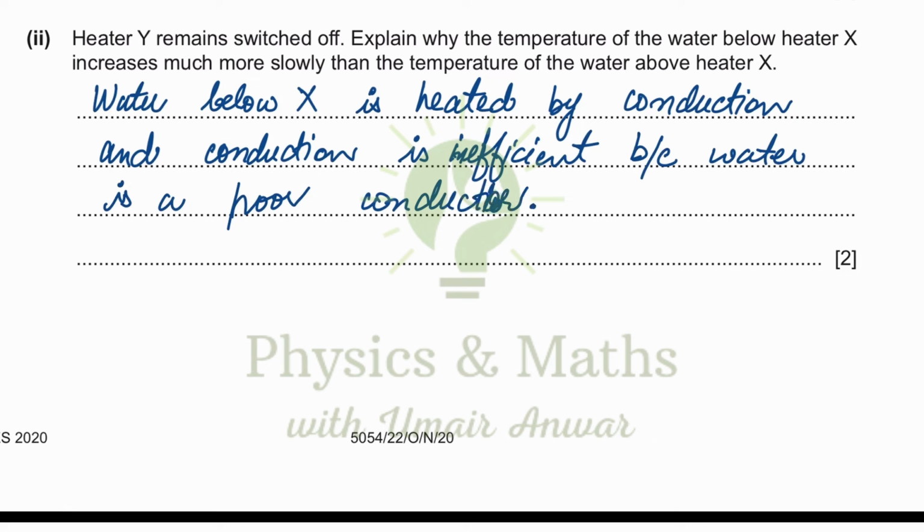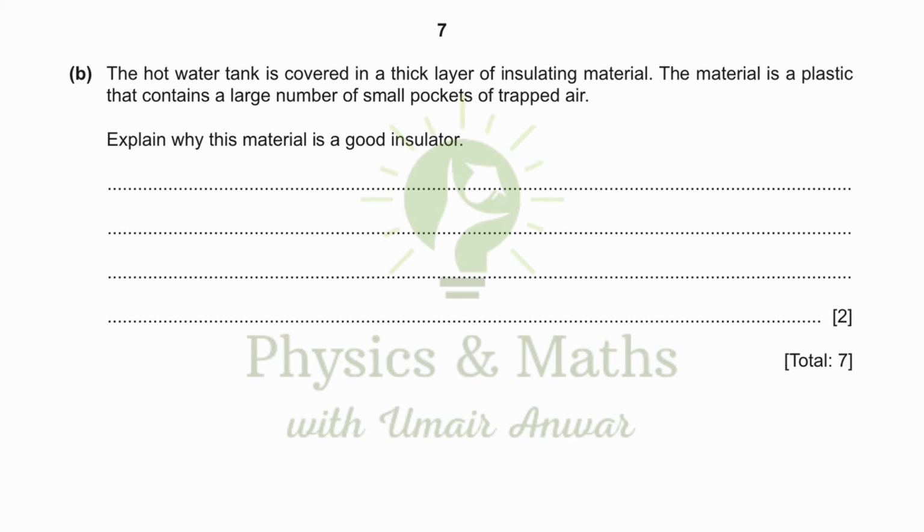The water, being a poor conductor, does not conduct heat energy very efficiently. The next part says the hot water tank is covered in a thick layer of insulating material. The material is a plastic that contains a large number of small pockets of trapped air. Explain why this material is a good insulator.